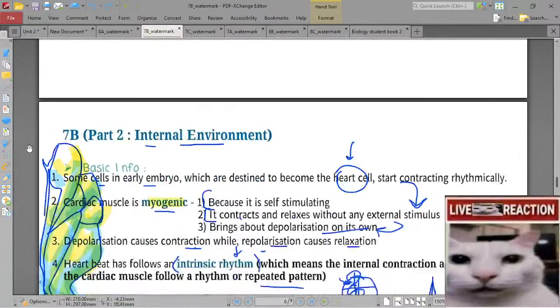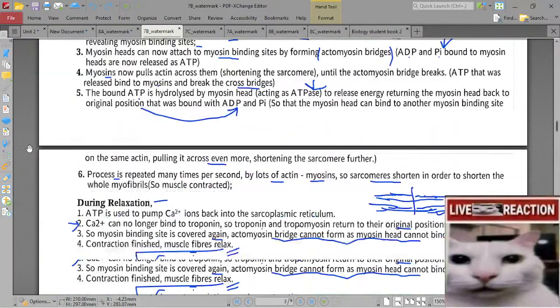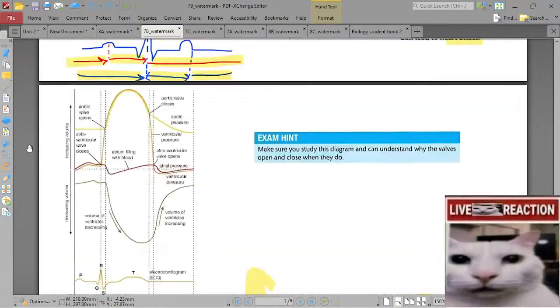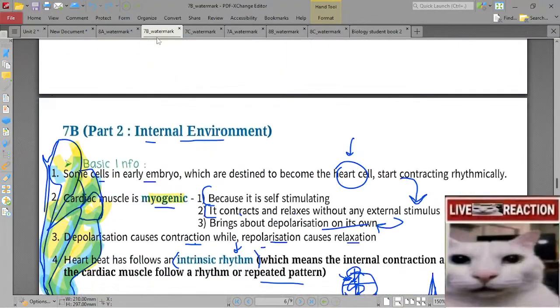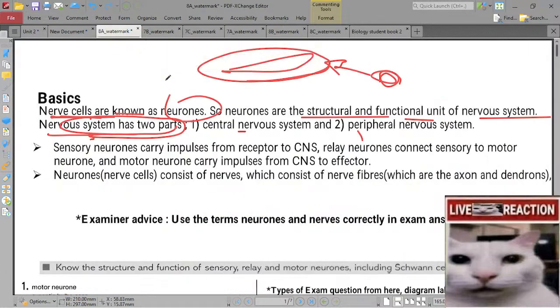Then they talk about the internal environment. So these are two pretty different things. Actually, I would rather focus on this second half because it deals with homeostasis, which I can connect to this, which I can connect to this. But let's keep it simple.